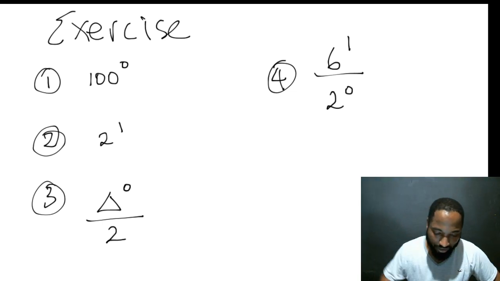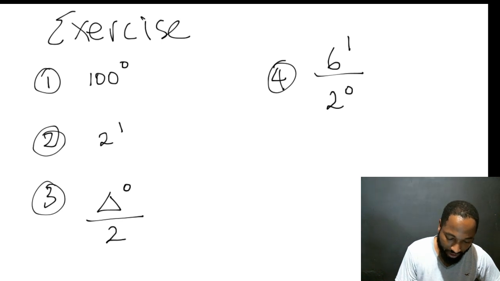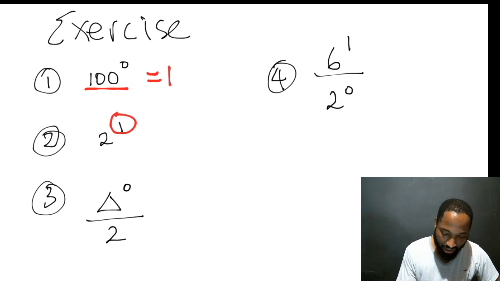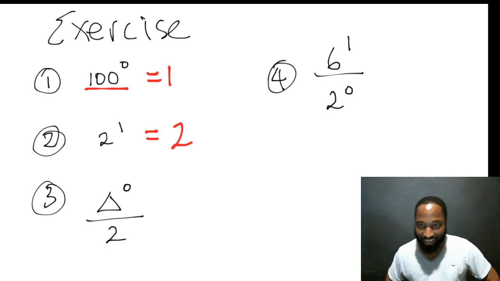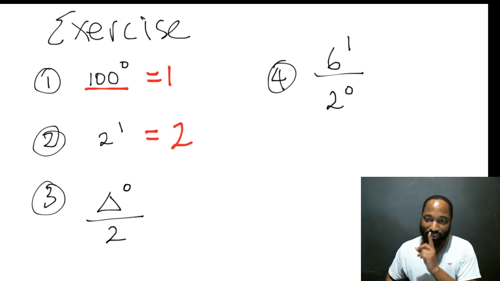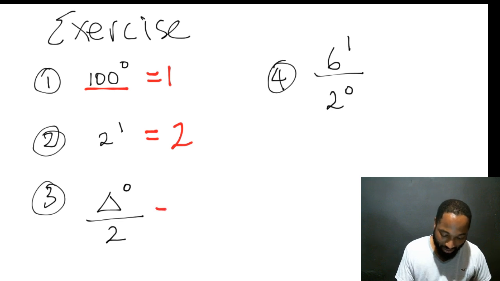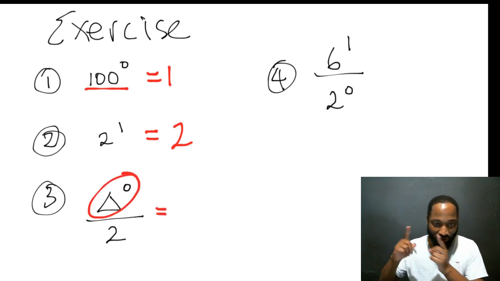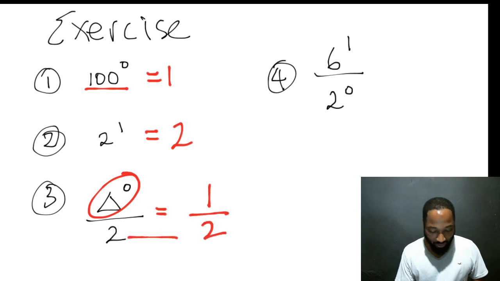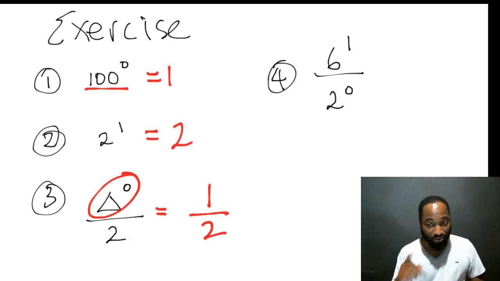The first one is 1, because any number to the power of 0 is 1. The second one is 2, because any number to the power of 1 is itself. The third one, I've seen people say the third one is 1. Those who said the third one is 1 left out this. So you'll have to do it like this. Any number to the power of 0 is 1, but then I put over 2. So the third one, because this over 2 came from here, is actually a half. So shout out to all the people who pulled out the half.